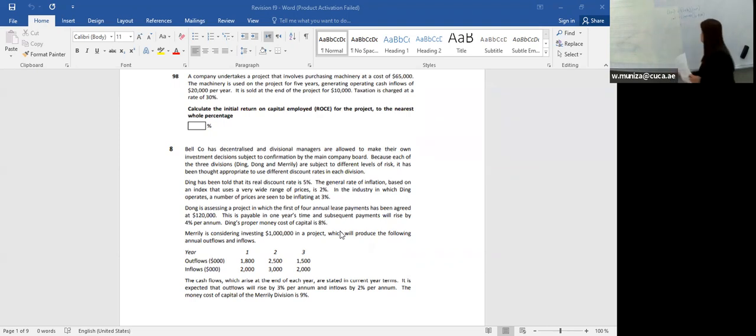Is it? So 1.02 multiplied by 1.05 minus 1 multiplied by 100. It's 7.1%. The money discount rate is 7.1%.